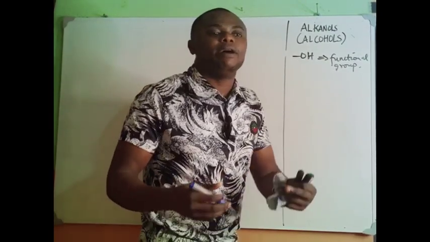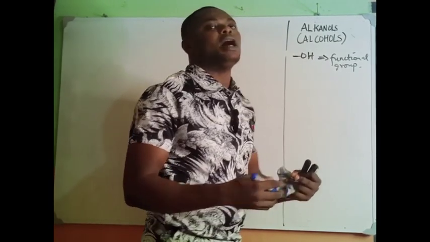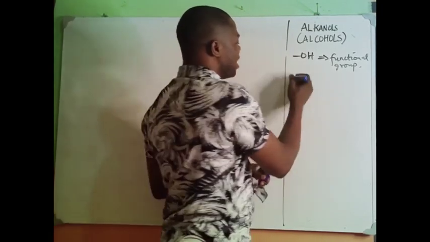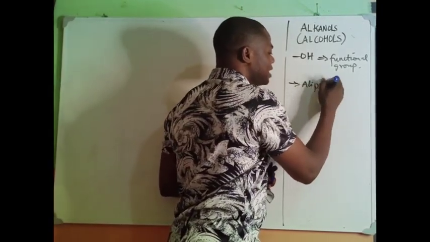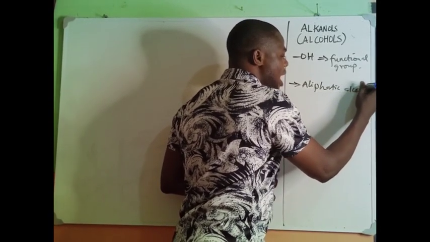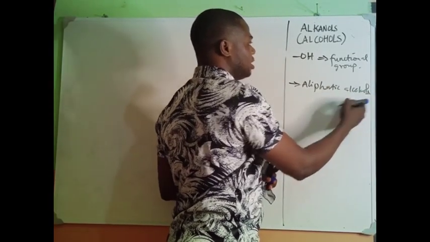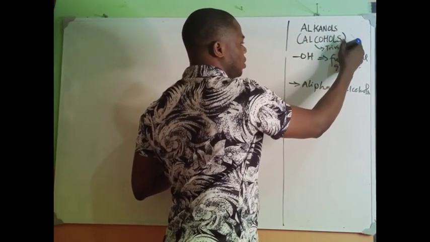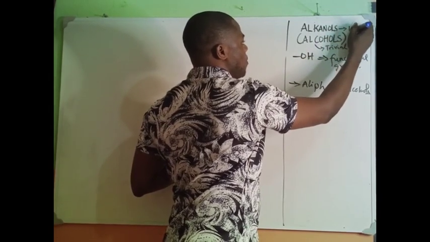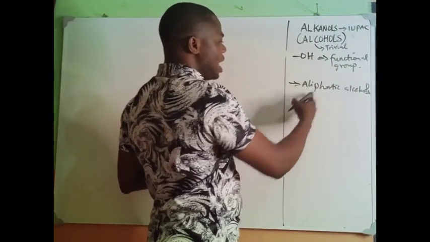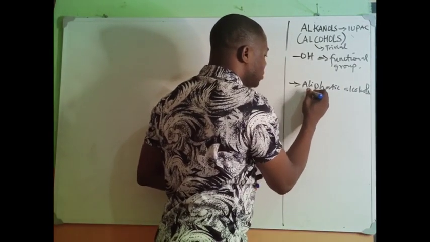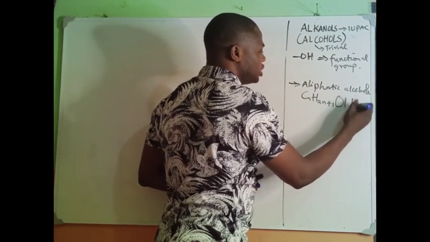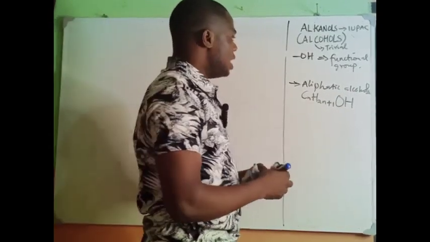And in alcohols, we have aliphatic alcohol. We also have aromatic alcohol, like phenol being the most prominent example. Of course, I'll be using the names interchangeably. Trivial name means your own name, and then the IUPAC name. So aliphatic alcohols have the general molecular formula CnH2n+1OH.